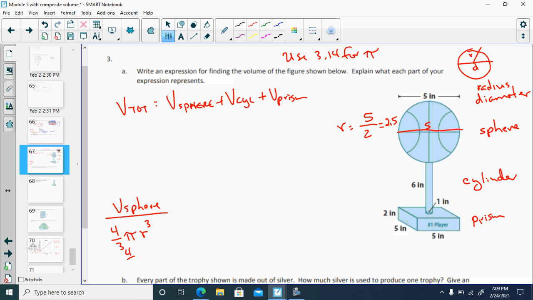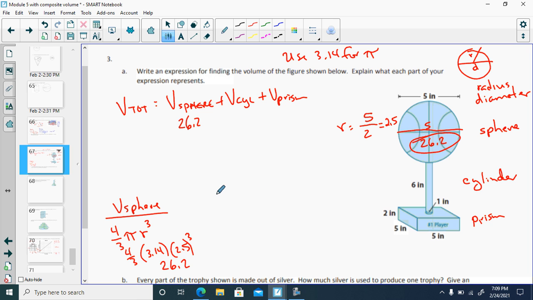So here, let's plug this in. 4/3 times pi, which we are using as 3.14, times your radius cubed, that's 2.5 raised to the third power. Okay, that's 4 divided by 3 times 3.14 times 2.5 cubed, which is 2.5 times 2.5 times 2.5, if you need to do that. That would give me 26.2 as the volume of our sphere. And that would be in what? Cubic inches. See, this part here would be 26.2 cubic inches.